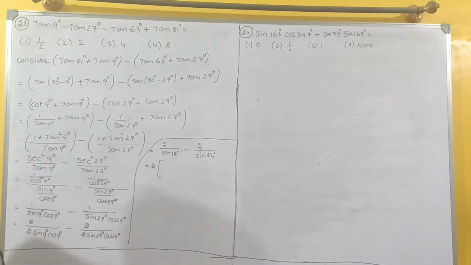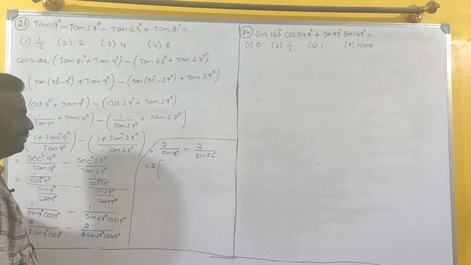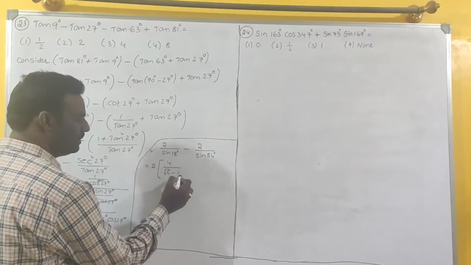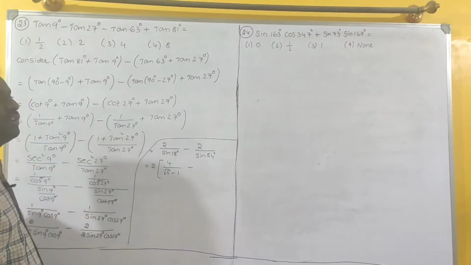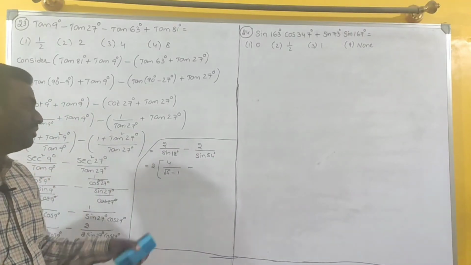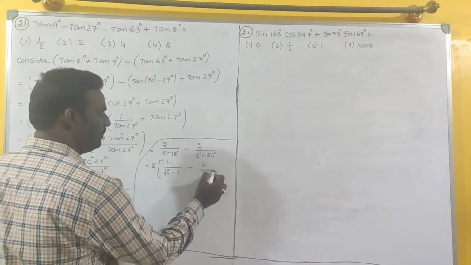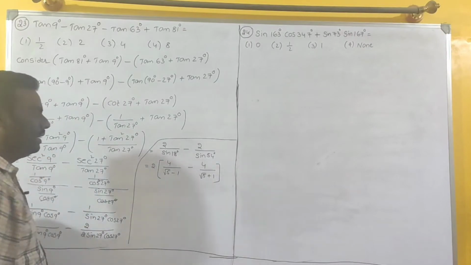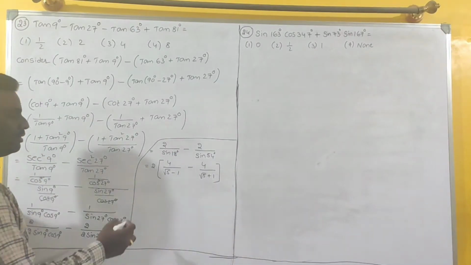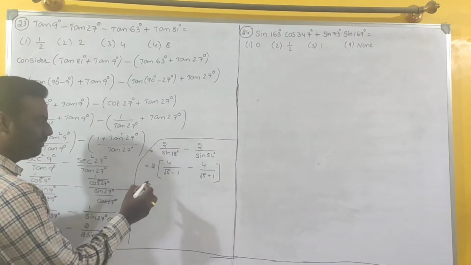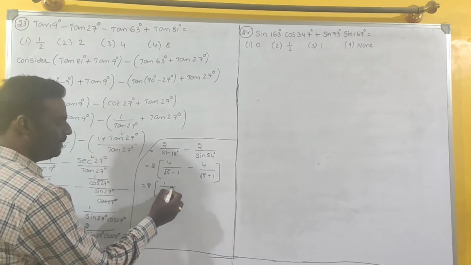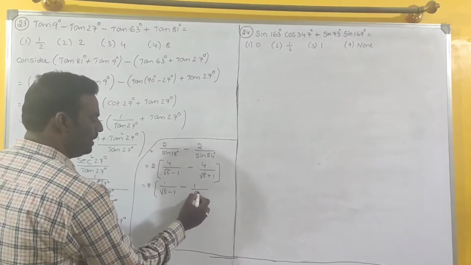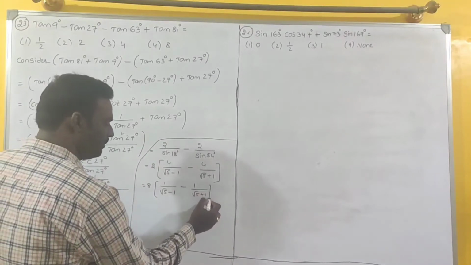Sin 18 value is root 5 minus 1 by 4, that is nothing but 4 by root 5 minus 1. Sin 54 value is root 5 plus 1 by 4, that is nothing but 4 by root 5 plus 1. Again here I will take 4 common. 4 comes outside, 4 twos are 8. Now what is remaining? 1 by root 5 minus 1 minus 1 by root 5 plus 1.